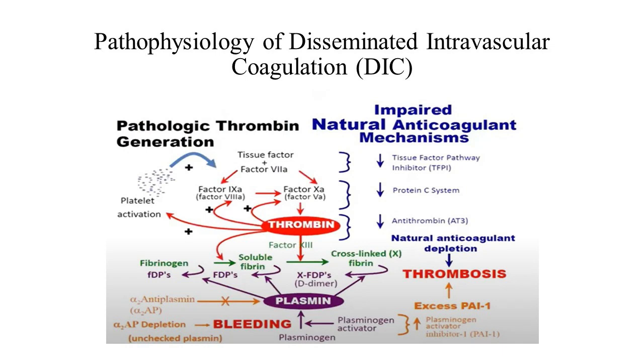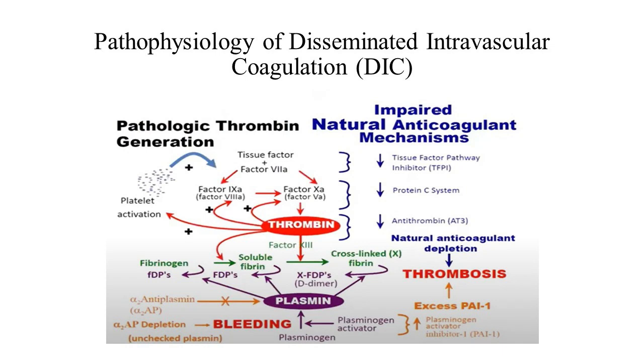First, DIC is driven by excessive and uncontrolled thrombin generation. The process is usually initiated by tissue factor, TF, exposure, which forms a complex with factor 7A. This complex activates factor 10 to 10A and factor 9 to 9A. Factor 10A, together with its cofactor factor 5A, forms the prothrombinase complex, converting prothrombin into thrombin.